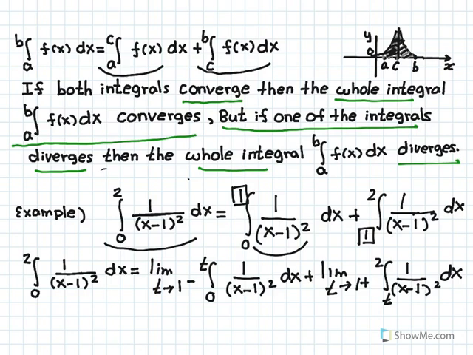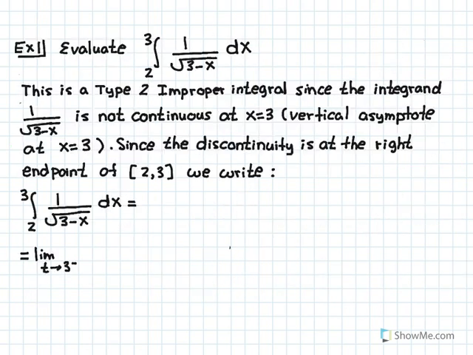So again, replace this discontinuity, which is 1, by t, and then take the limit as t approaches 1 from the minus side. Replace the lower limit in the second integral, the discontinuity at x equals 1, by t, and take the limit as t approaches 1 from the plus side.